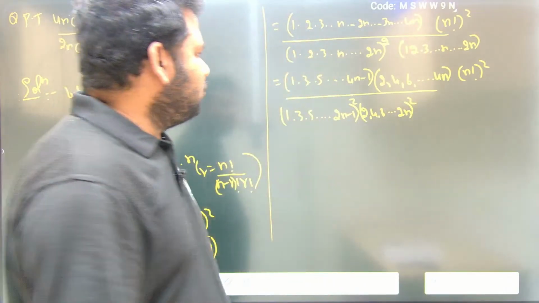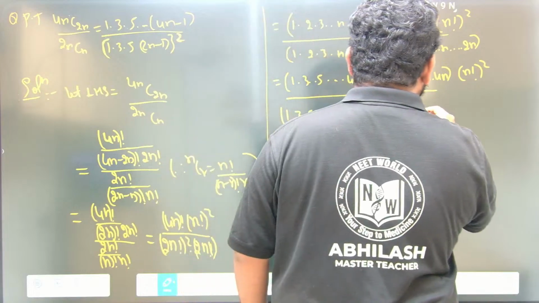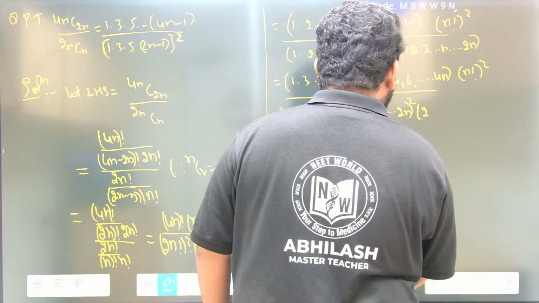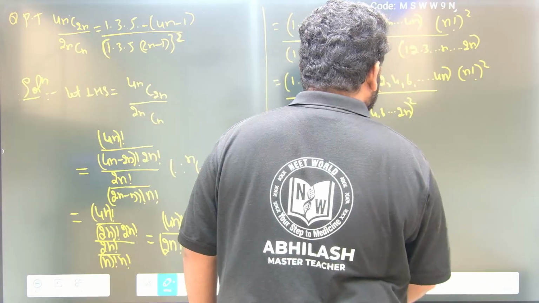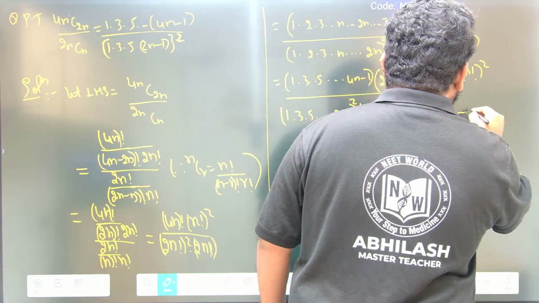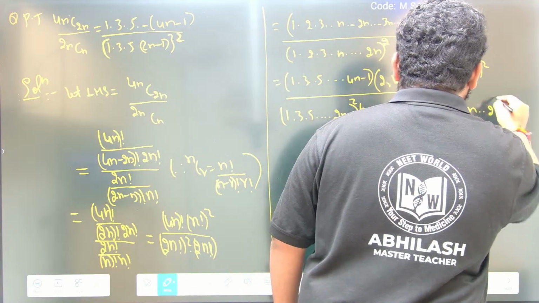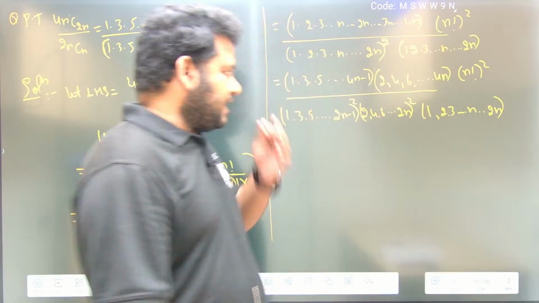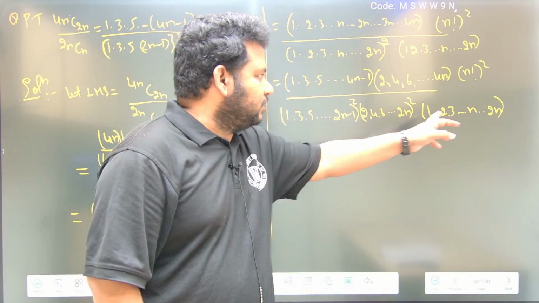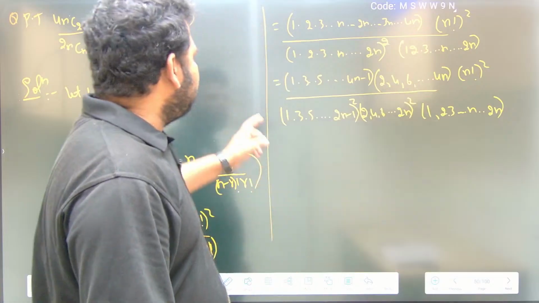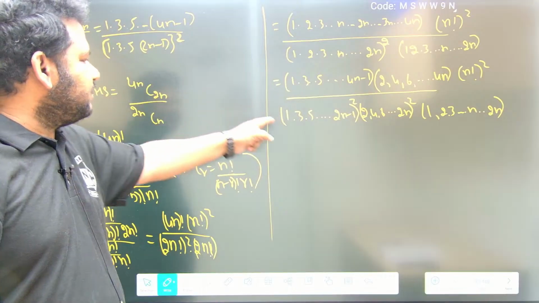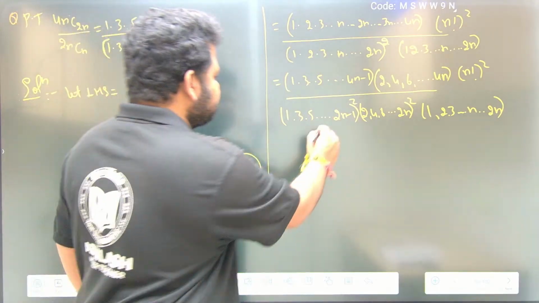Now what am I left with? Here I have 2, 4, in the denominator. I am left with 1, 2, 3, up to n, up to 2n. Here I have up till 2n, and here I have up till 4n. Now what they are asking for in the RHS is 1, 3, 5, up to 4n minus 1, and 1, 3, 5, up to 2n minus 1 whole square. Absolutely correct.